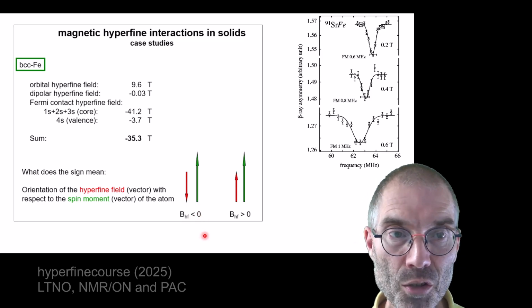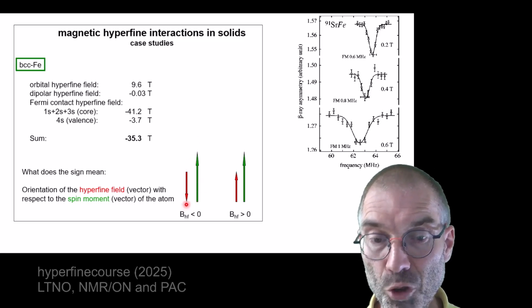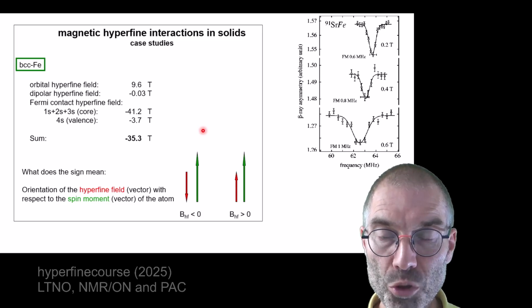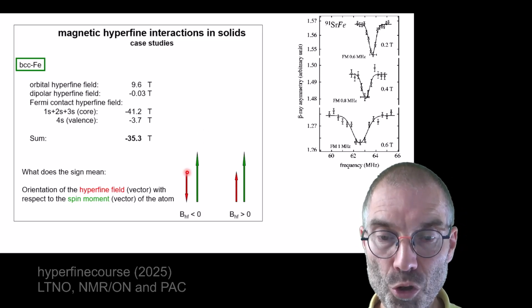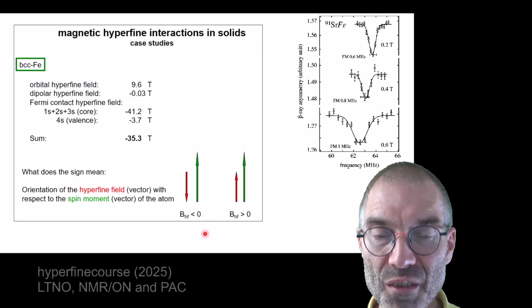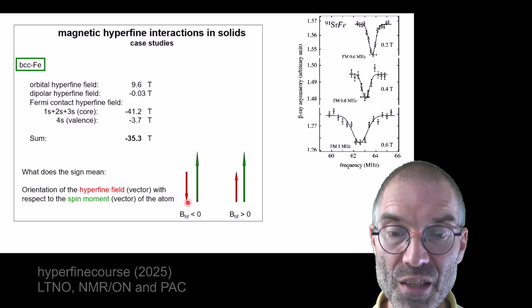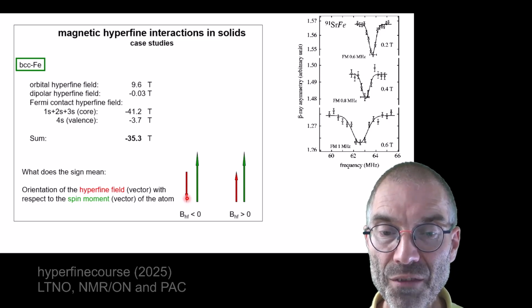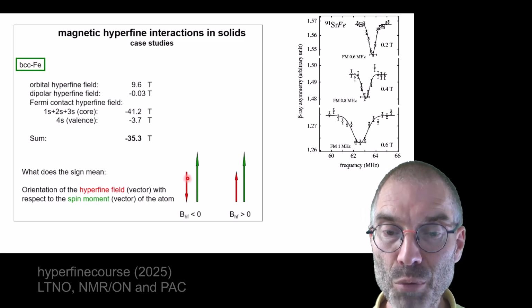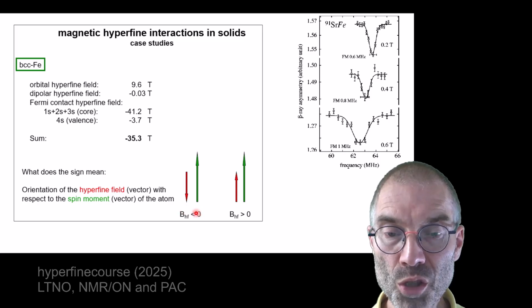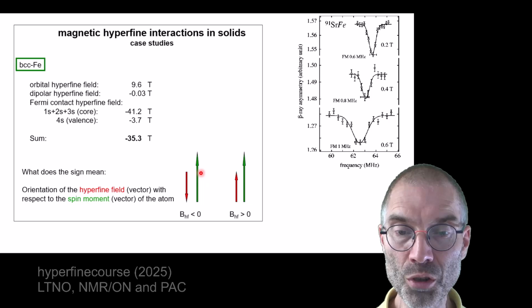If we apply a small external field, then for a negative hyperfine field, that is pointing in the opposite direction. So the actual field at the nucleus will be the sum of this negative hyperfine field and that positive applied field. If we increase the applied field, then that sum will be a bit less negative. We still have the large negative contribution that is partially cancelled by that small positive external field.